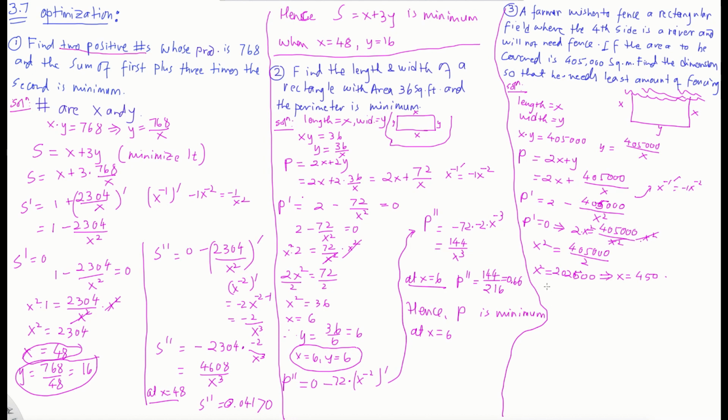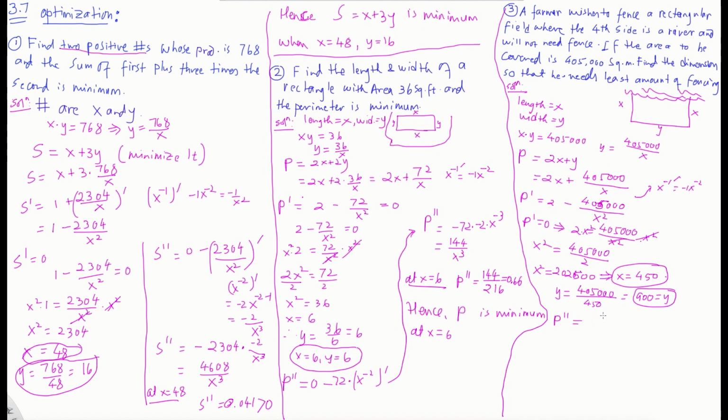So what will be y then? This is the x value, right? And then the y value will be, how much is that? 405,000 divided by x, which is 450. This will give you 900. Okay, but again we are not done, right? Although we found x and y, we need to check whether this will minimize the perimeter of the three sides. So to do that, you need to find the double prime of P, right?